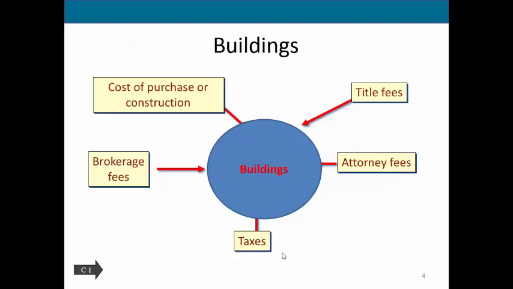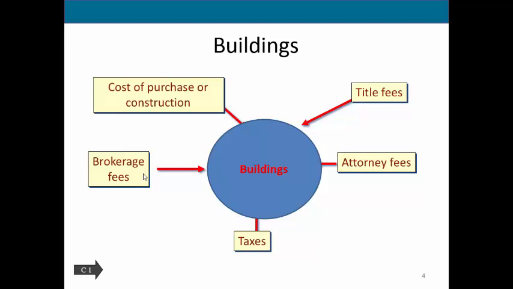Moving forward, if we're talking about buildings, there's various things that go into the purchase of a building. Obviously, if we purchase it, that cost of the building is part of its original cost. If we construct the building, the cost of construction. If we pay any type of brokerage fees or real estate fees, all of those are required in order for us to get this building ready for its intended use. The same as taxes, any legal fees, title fees, all of those are relevant to getting this building ready.